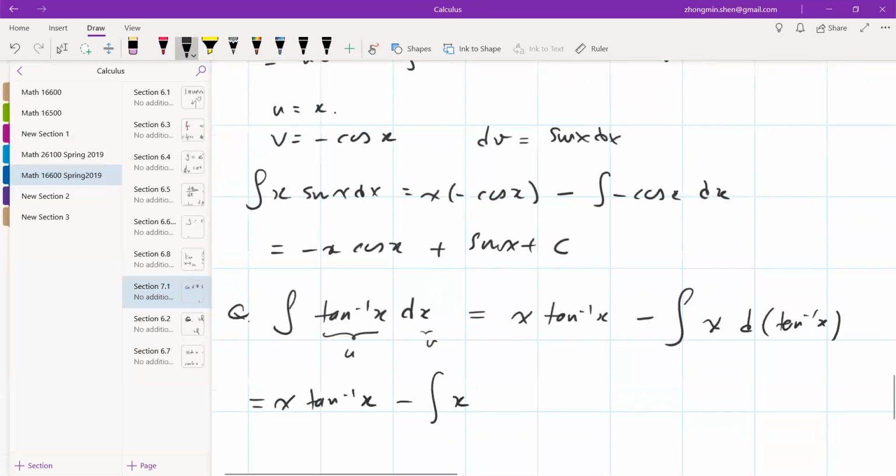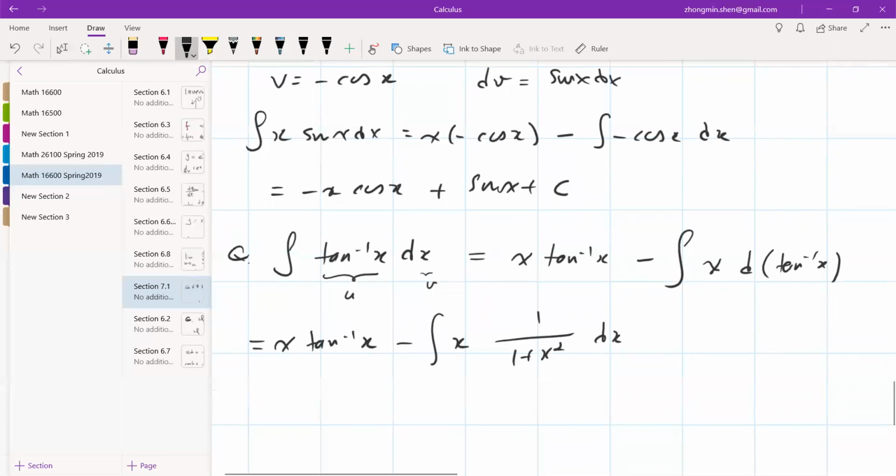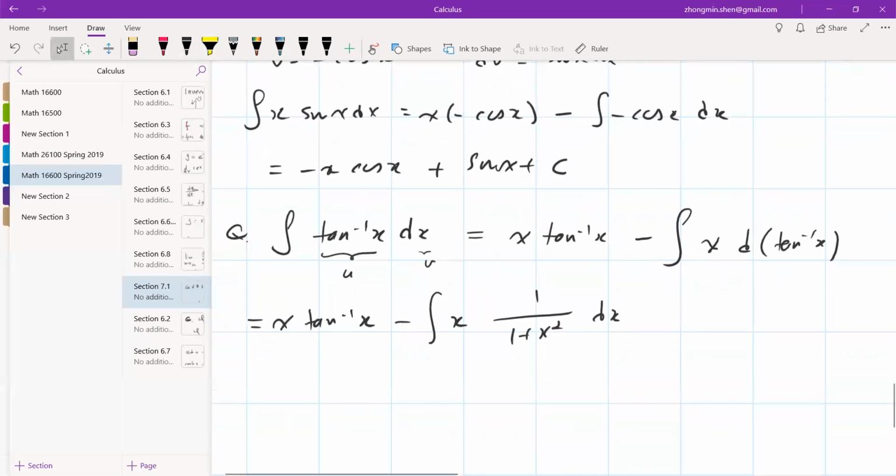The derivative of arctangent x is going to be 1 over 1 plus x squared, and then multiply dx. So you end up with another function, but this function looks better. There's no tangent and no arctangent there. I think you have to use a standard substitution to evaluate that integral. So you can let w be 1 plus x squared. Then dw is going to be 2x dx.